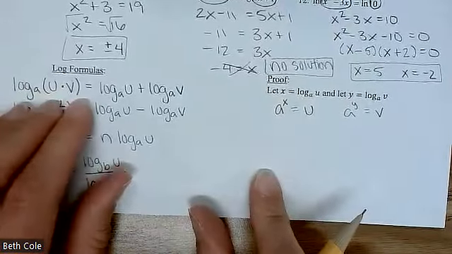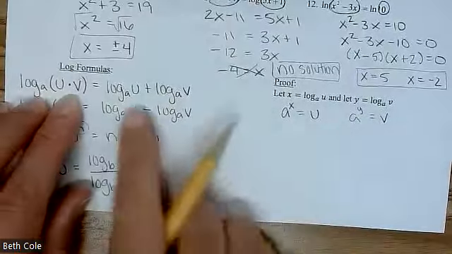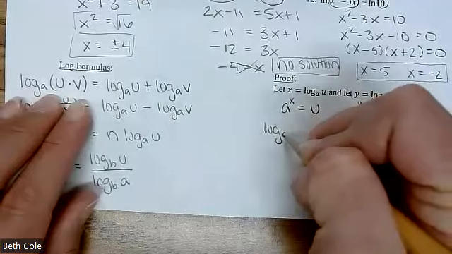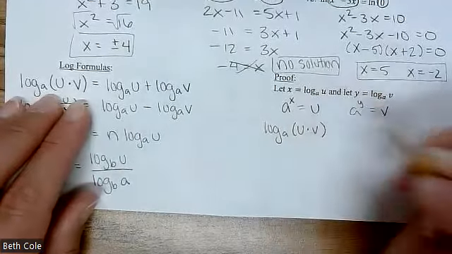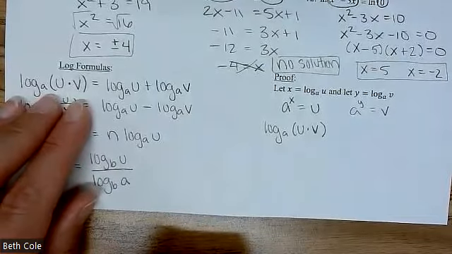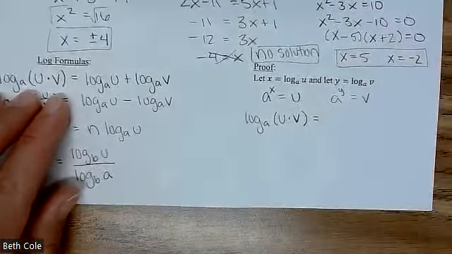So we're going to start with the left side. A proof means you start with the left side and you meddle with it until you get it to equal the right side. So we're going to start with that left side. Log base a of u times v. And you kind of just mess with that and see what you get.